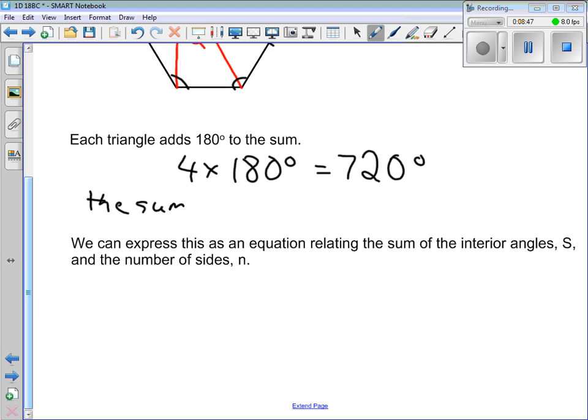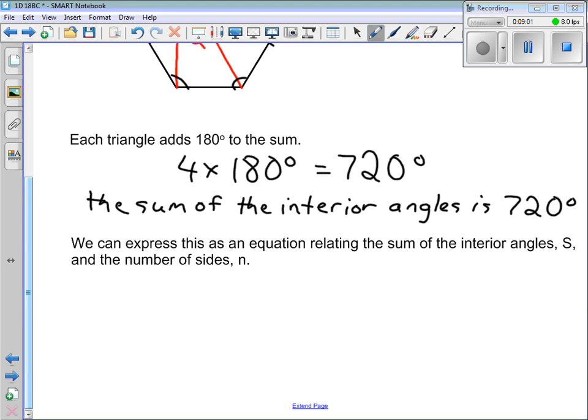The sum of the interior angles is 720. Now, we don't want to have to draw our shape every time and draw those diagonals. We want to think of this in terms of a relationship or an equation.